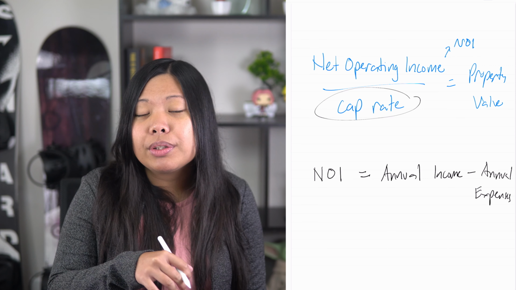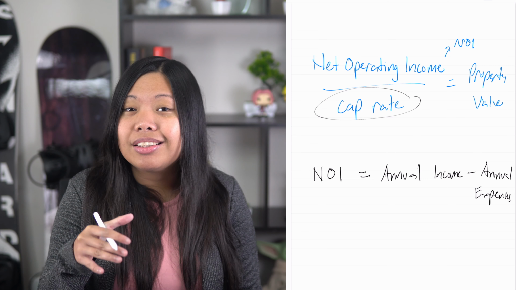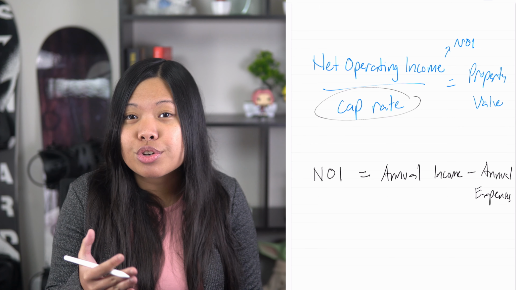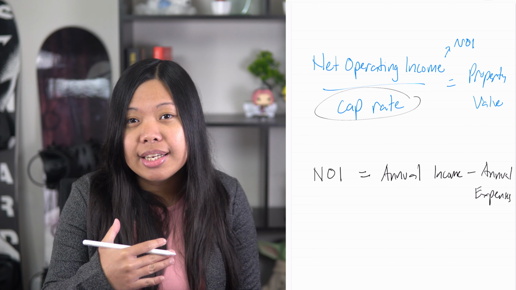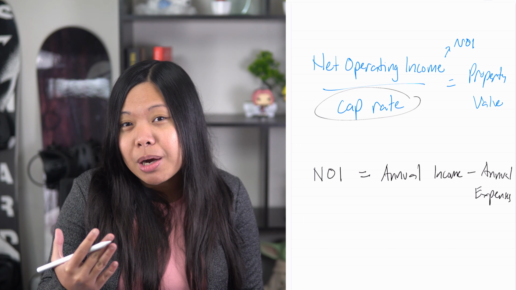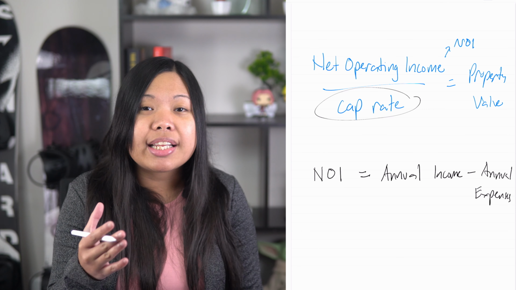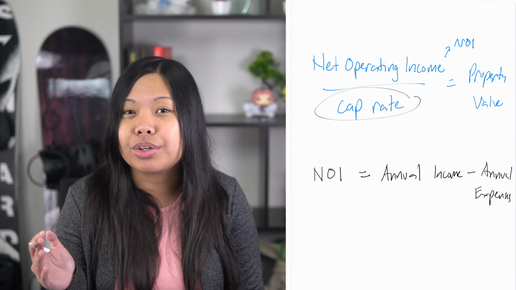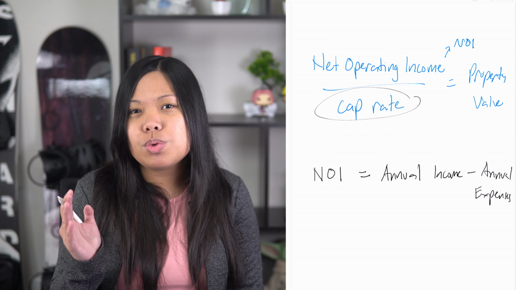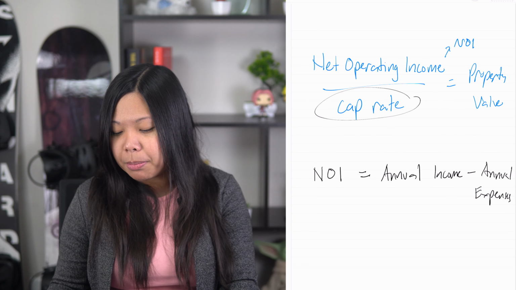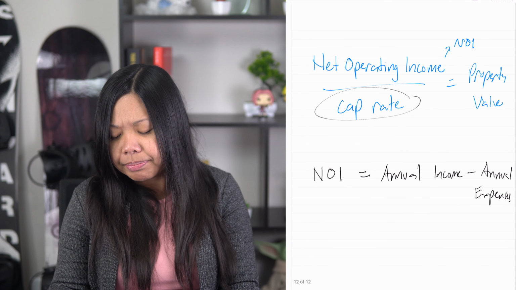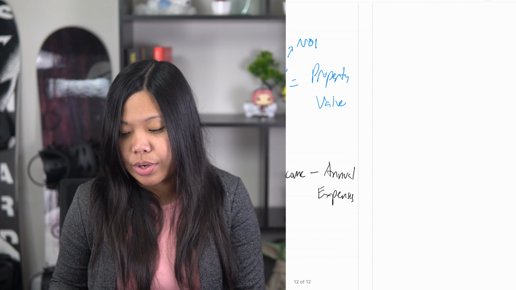The more popular a particular area is, the lower the cap rate, meaning investors are okay with a lower return. And the less popular an area is, the higher the cap rate, meaning because the area is not as popular, investors want a higher return. So let's use the 20 unit example above, and let's use these calculations for that.